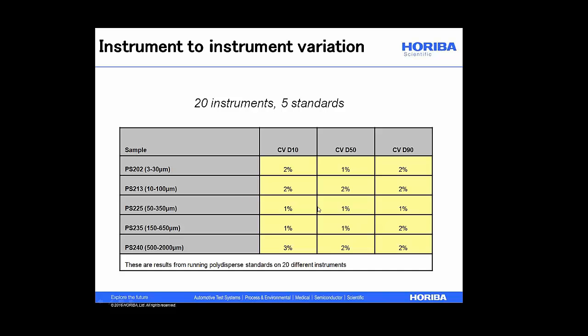Anyway, across 20 instruments and 5 standards, the coefficients of variation were 1 to 3%. The worst was on D10 for the largest size standard, and most of them were 1 to 2%. Pretty happy about that.